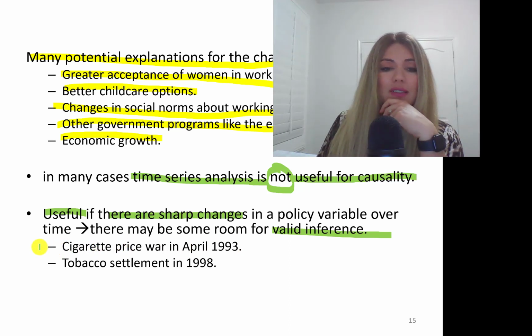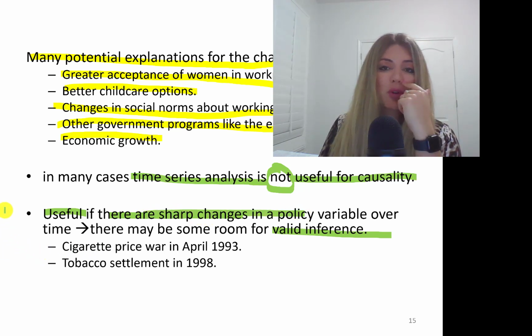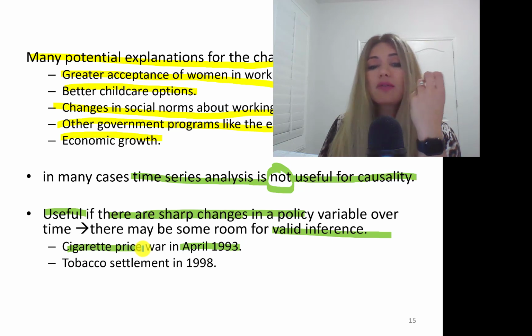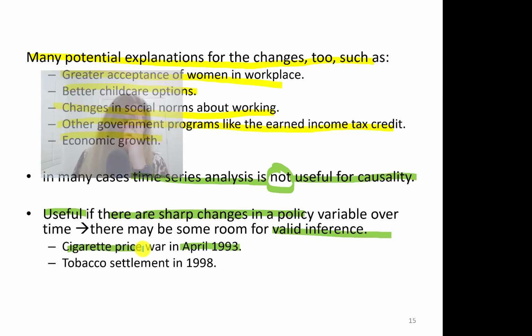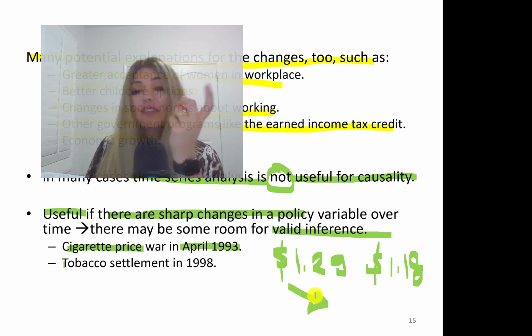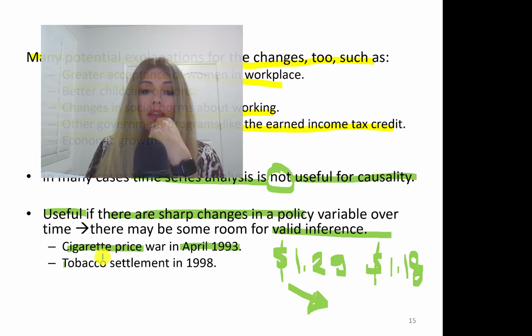So let me tell you this, sharp changes in policy example in terms of tobacco smoking and the price of cigarettes. In April of 1993, there was a price war in cigarettes. So cigarette companies dropped the price of cigarettes from $1.29 to $1.18. Cigarettes are getting cheaper in real dollars. So with this sharp price decline, let's see if it caused an increase in youth smoking.